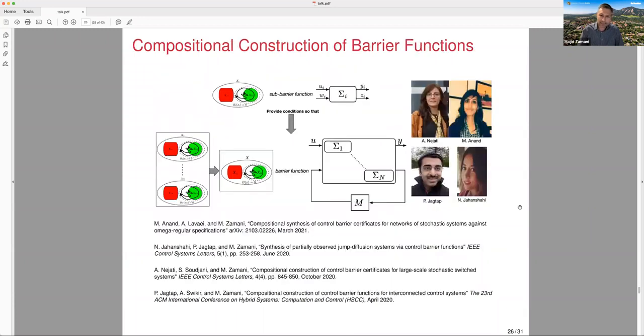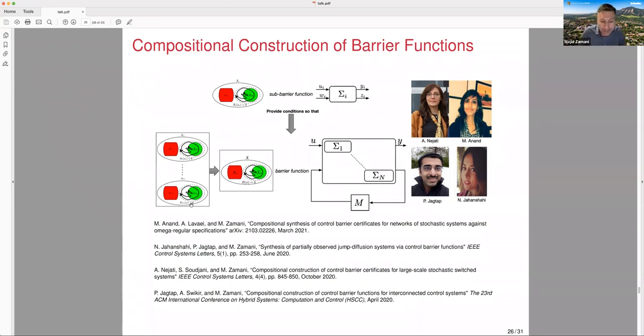So what we did, we said, okay, let's apply this to the general interconnected system with a general interconnection topology. We build what we call sub-barrier functions for the components, for the subsystems in this large scale autonomous system. And then we provide a compositionality condition. In the CS community, they call it circularity condition, for which you can combine those sub-barrier functions of subsystems, and then you can build a gigantic barrier function with the guarantee that it's a barrier function for the interconnected system.